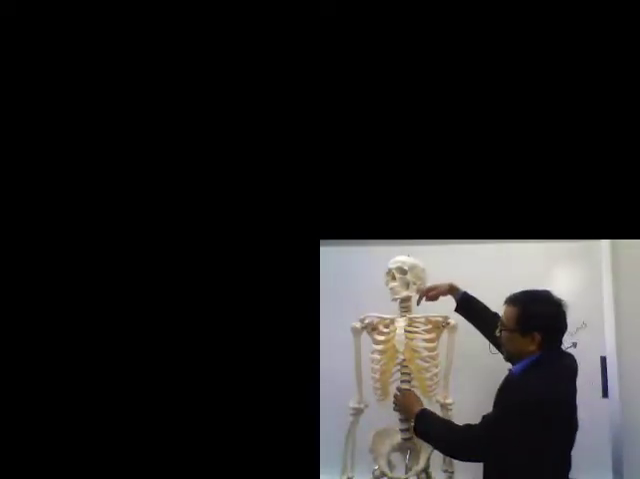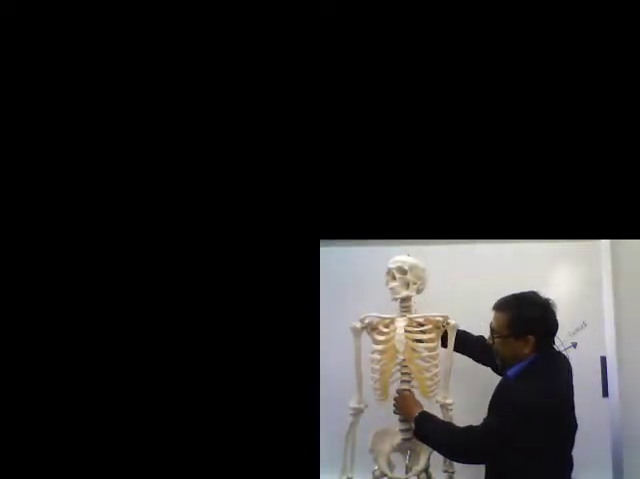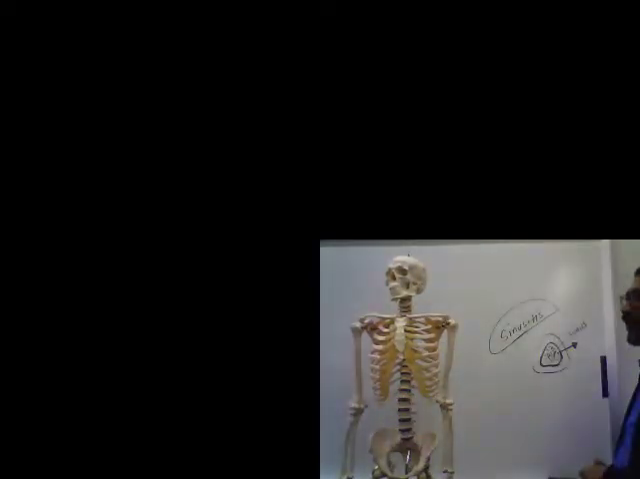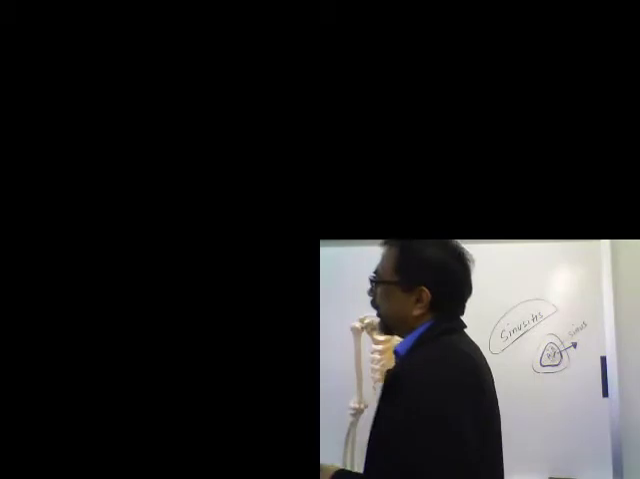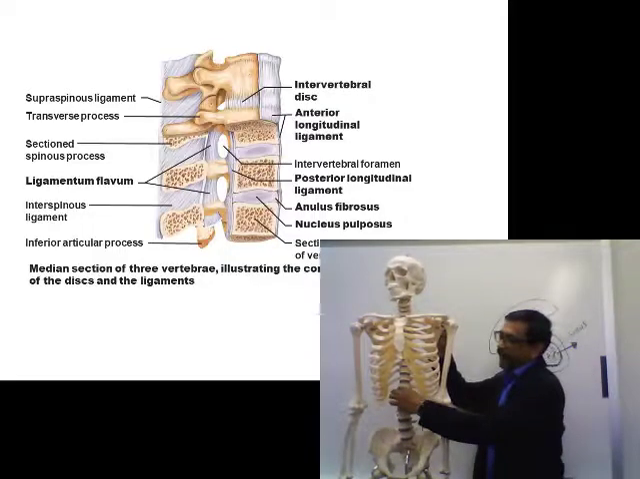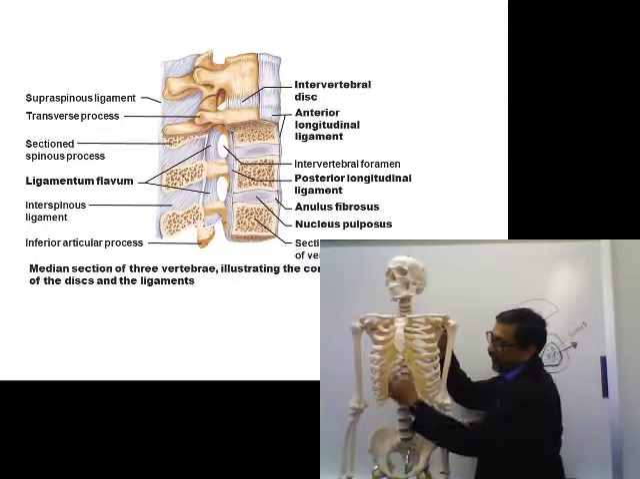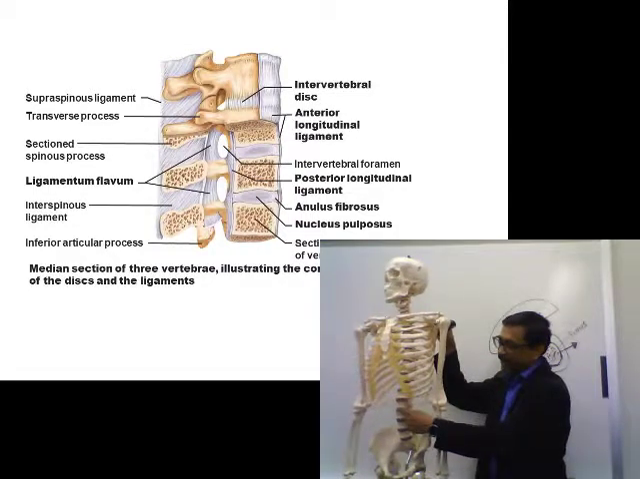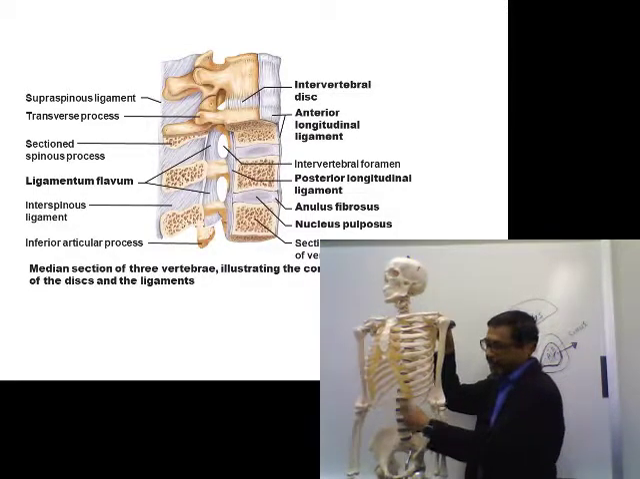Okay, protecting the spinal cord, very important. You know, inside the vertebral column, the spinal cord is located. So it protects the spinal cord. Intervertebral discs. In between the vertebrae, you have discs of cartilage. You see here, these are the intervertebral discs.